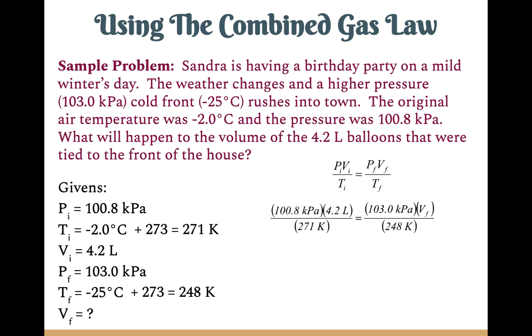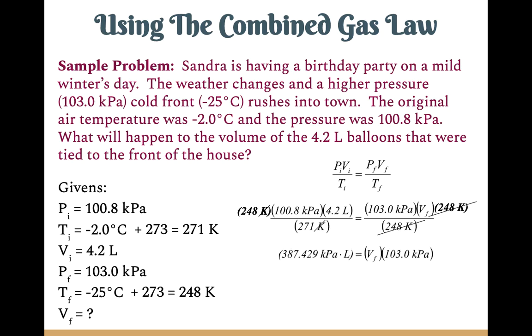Even at this point, there's a lot of ways you can do this math. You could do the multiplication and division on one side, you could divide the other side, and then solve. Whatever works for you, you just have to solve for Vf. One way to do it, I'm going to multiply both sides by 248 to get rid of that 248 that's attached to the Vf. So that cancels on that side, the Kelvin units cancel on the other side. Then I'm going to do some of that math.